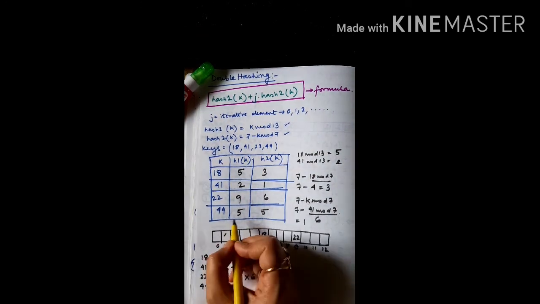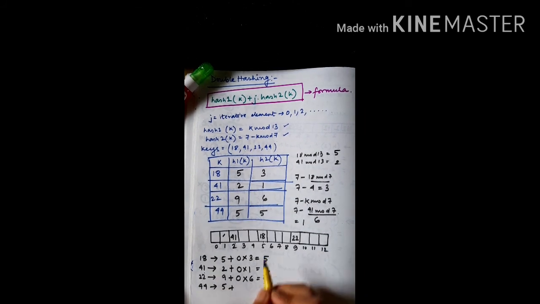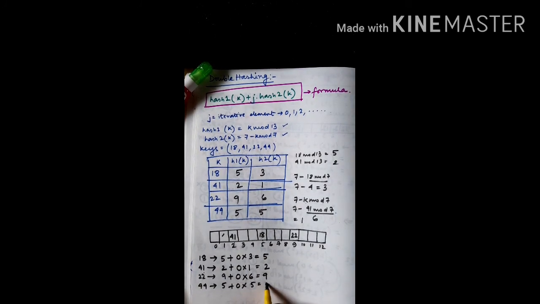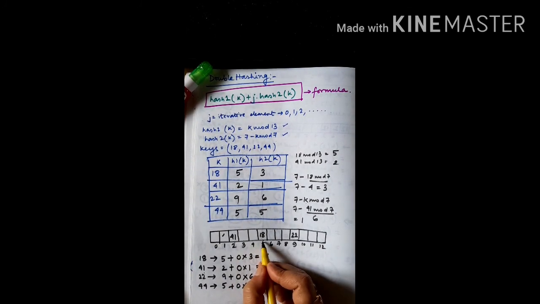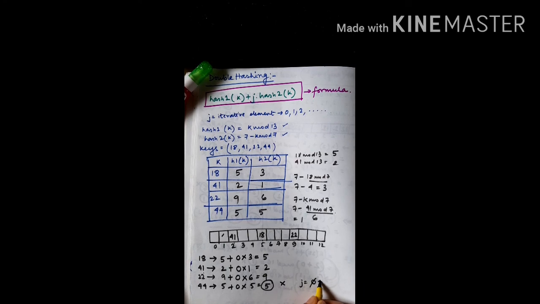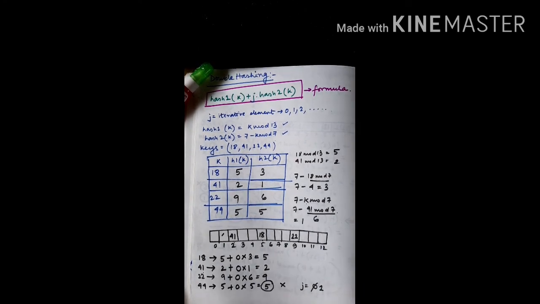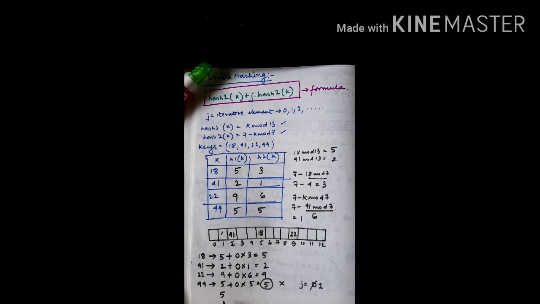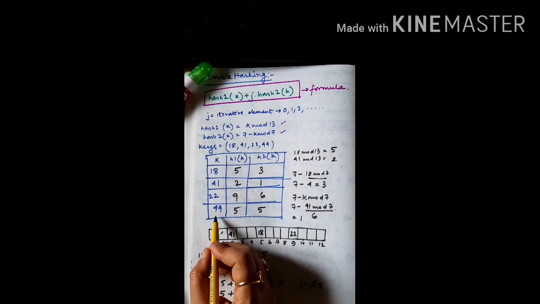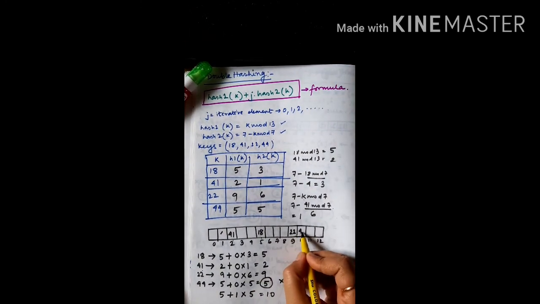Fourth is 44. Hash function 1 of 44 is 5 plus j, which is 0, into hash function 2 of 5, which comes as 5. Now if we see location 5, the 5th index is not empty. So we will do what? From j equals 0, we will increment the value of j to 1 and again apply the same logic. So hash function 1 is 5 plus j value 1 into hash function 2 value. So 5 plus 5 is 10. We will see that yes, index location 10 is empty. So we can insert our key 44 in index location 10.